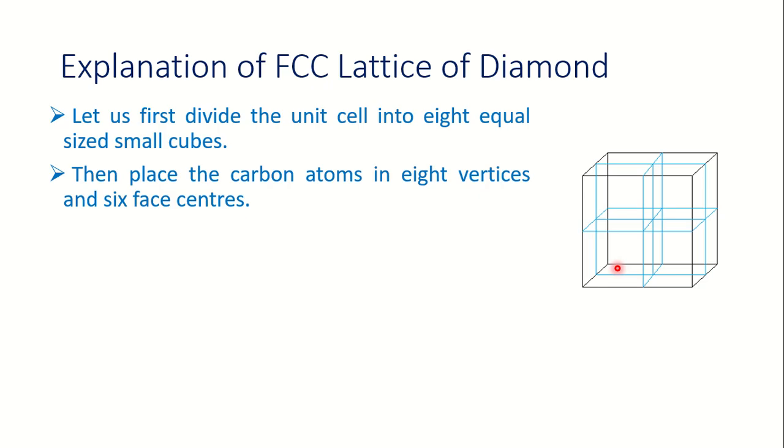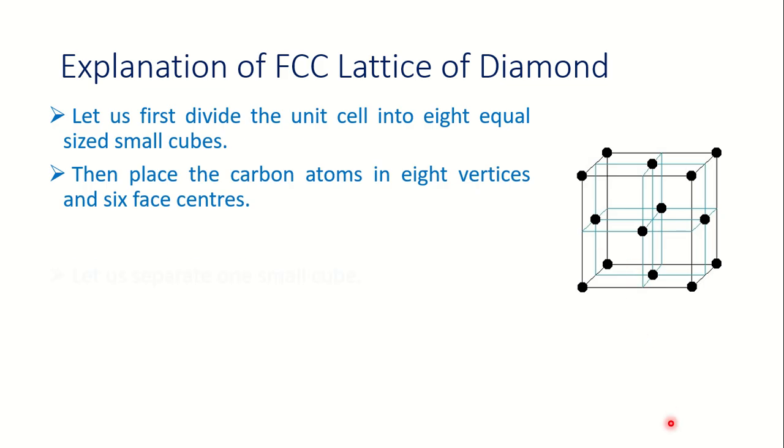Then place the carbon atoms in the 8 vertices and 6 face centers. So definitely this main cube has 8 vertices. So put 8 carbons, and it has 6 face centers also. This is one of the face centers. This is number 2, this is number 3, this is number 4, this is number 5, and this is number 6. So let's put these 14 carbon atoms on this pattern.